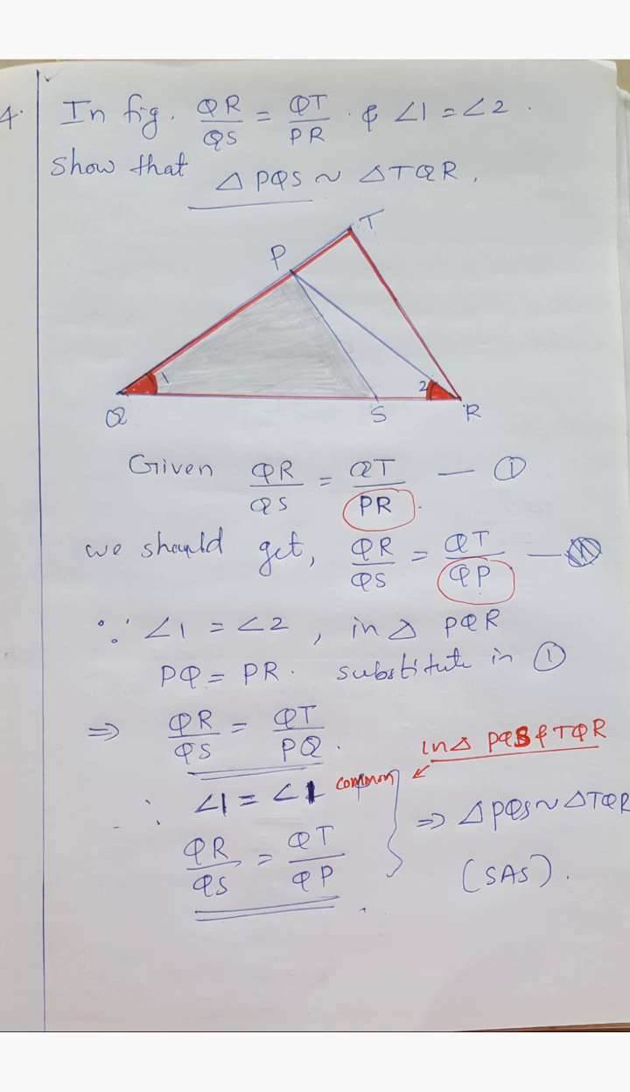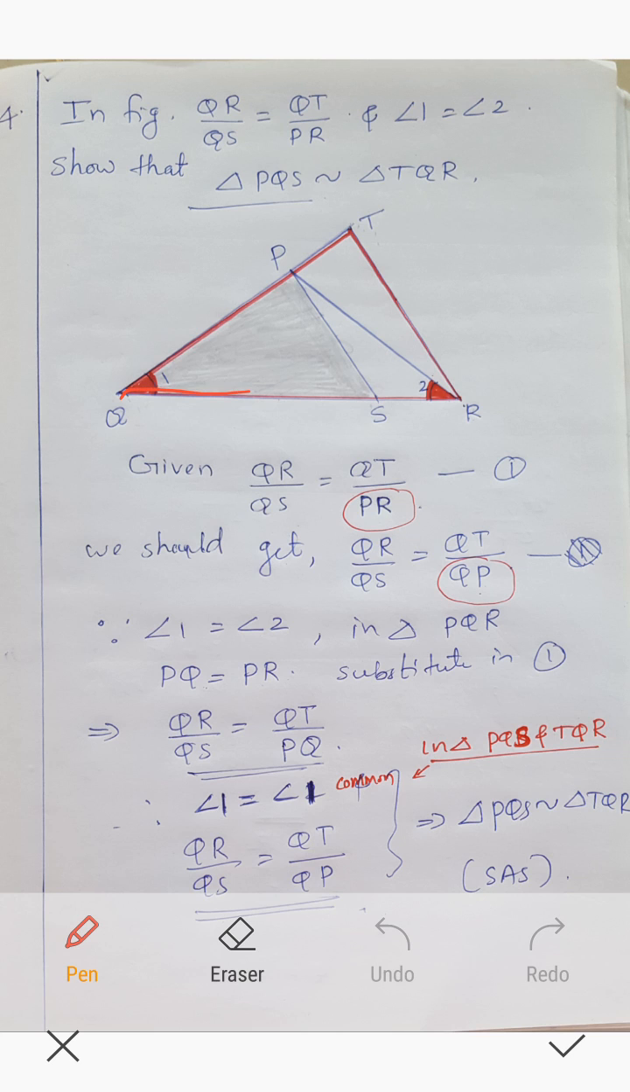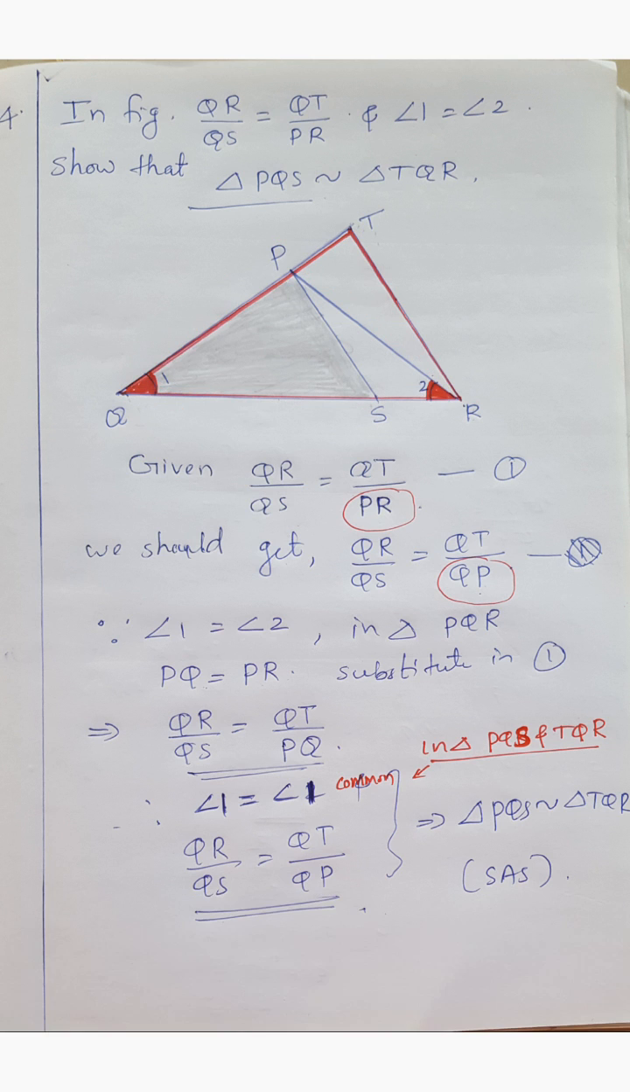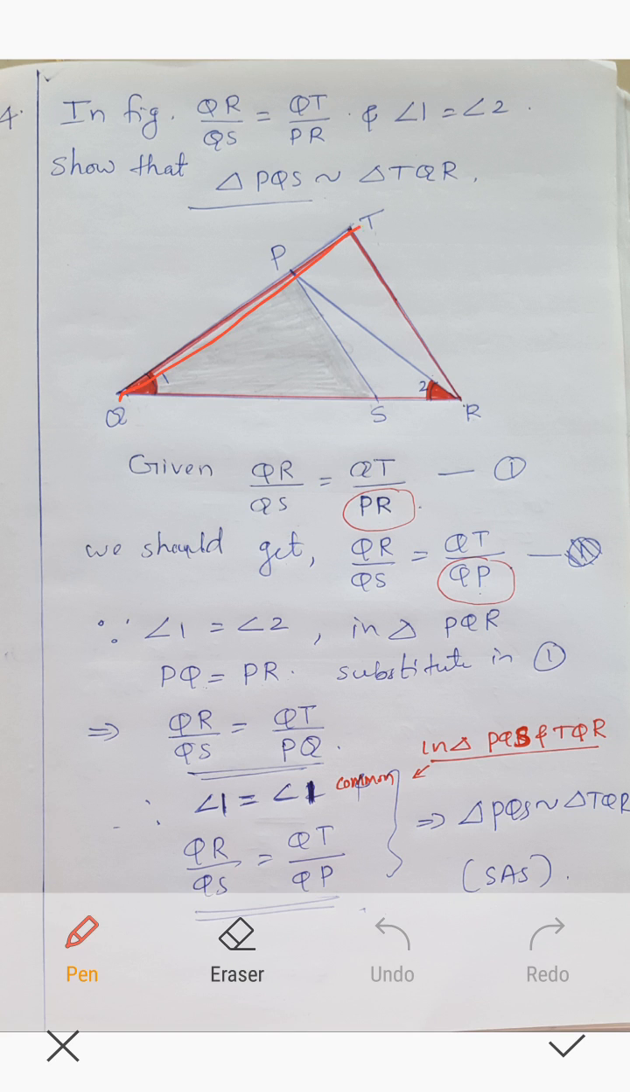Then, isn't it? QR means side of the red triangle, QS means side of the shaded triangle, equal to QT, side of the red triangle, by PR. But if it were QP, we could easily prove the triangles are similar by SAS similarity. So what to do then? Actually, QT by QP was needed. Instead of PR, QP was needed.